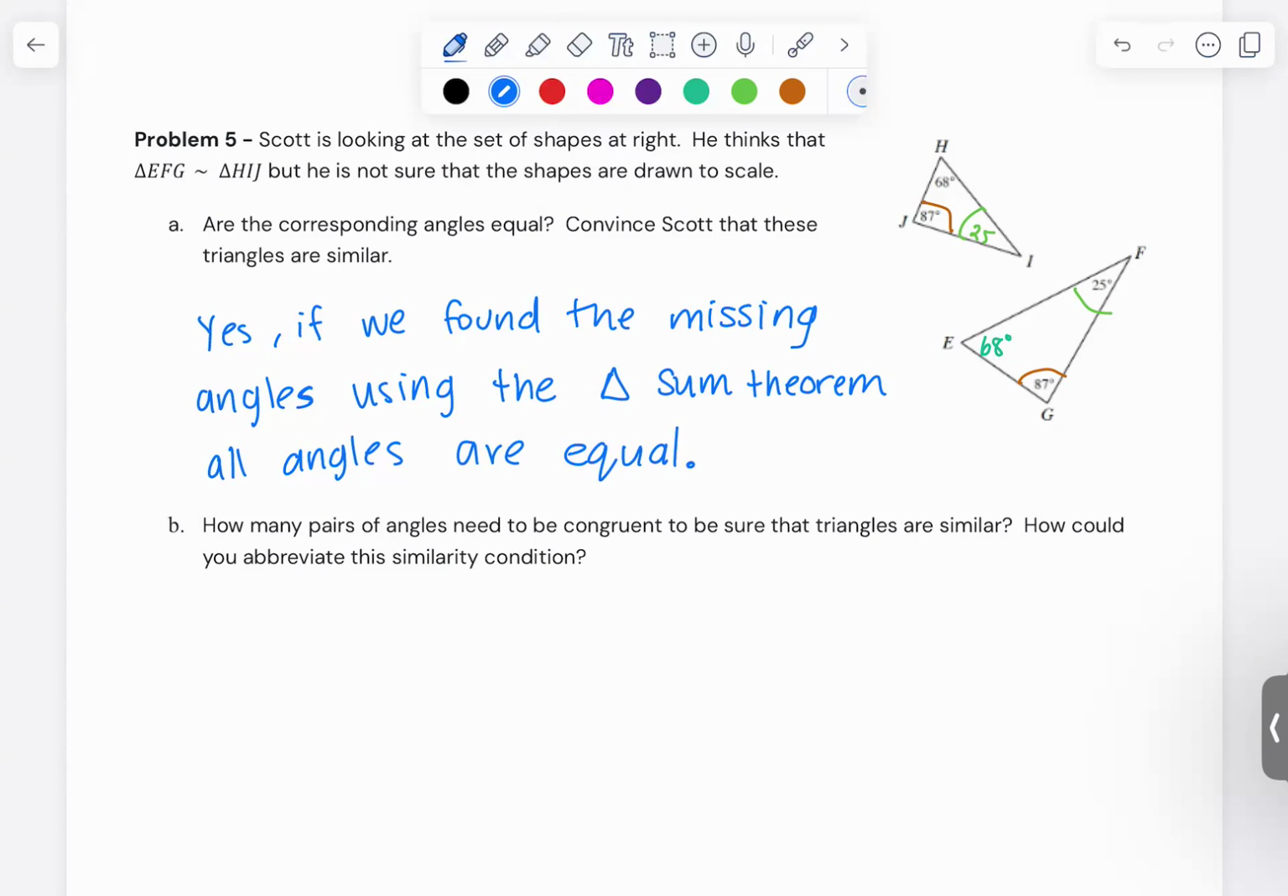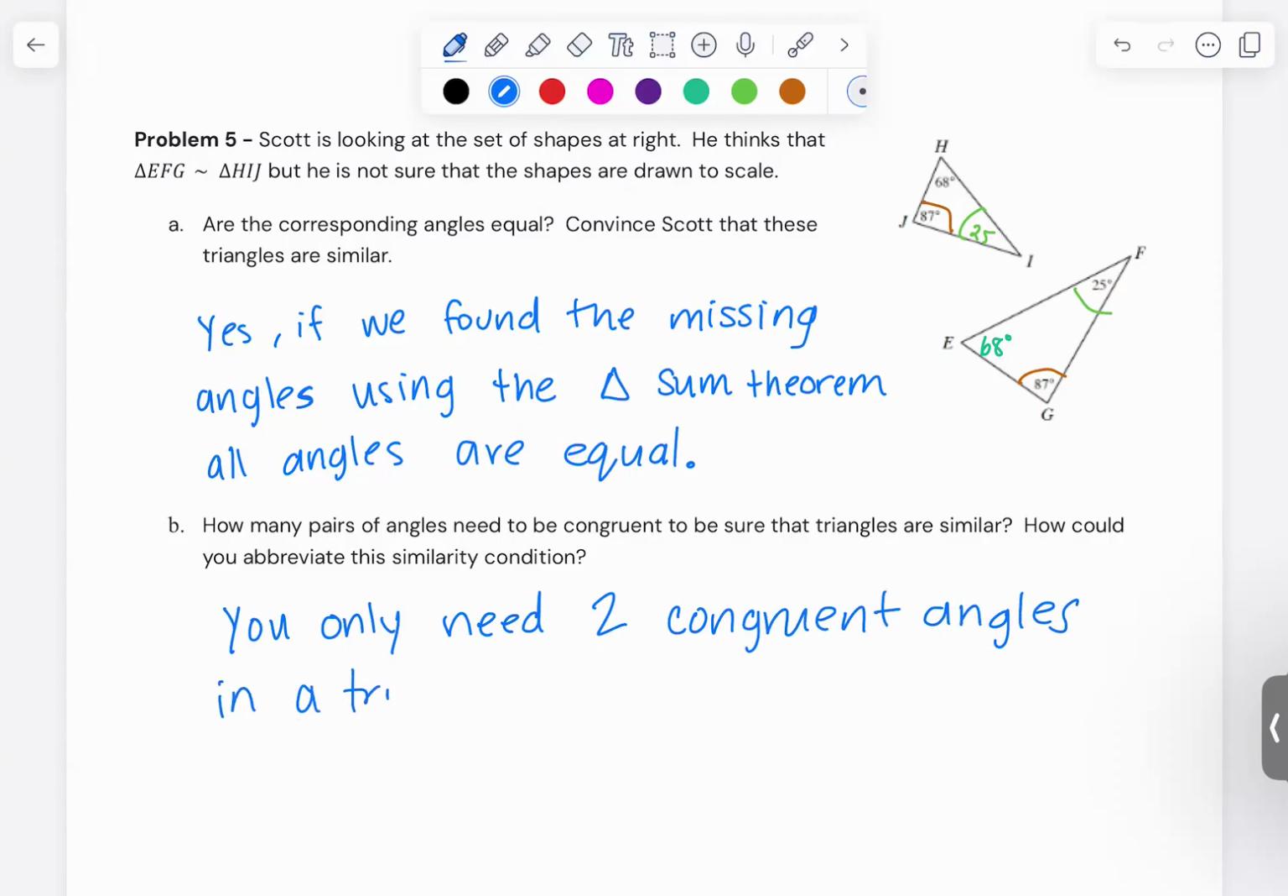For part B, how many pairs of angles need to be congruent to be sure that the triangles are similar? And the answer is you only need two congruent angles in a triangle. And the reason we only need two congruent angles is because by the triangle sum theorem, the third angle would have to add up to 180.